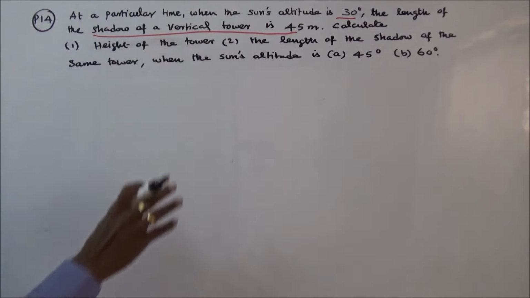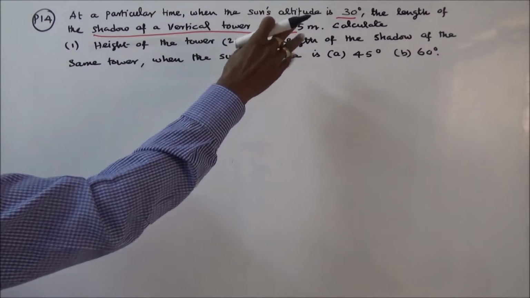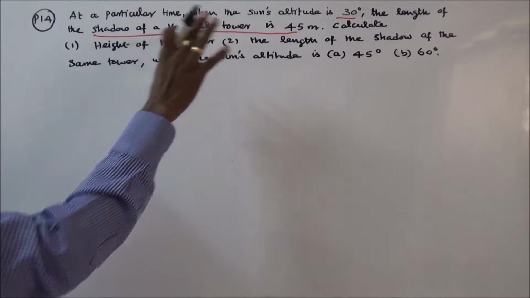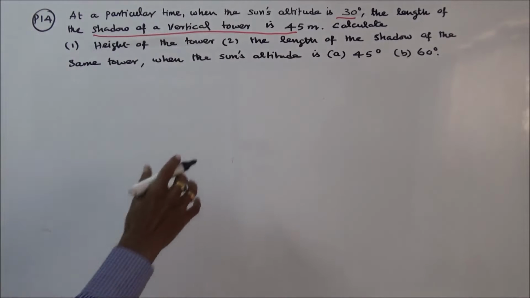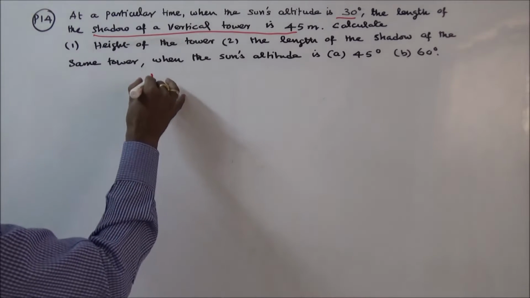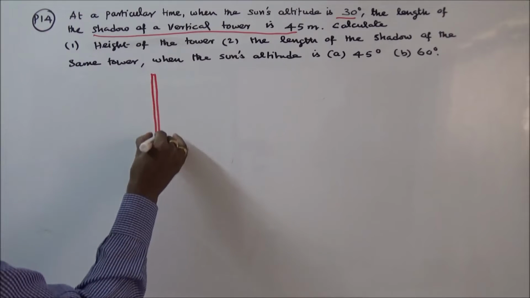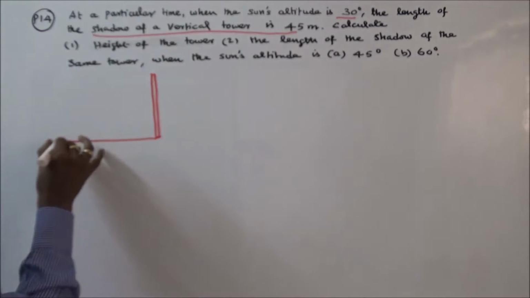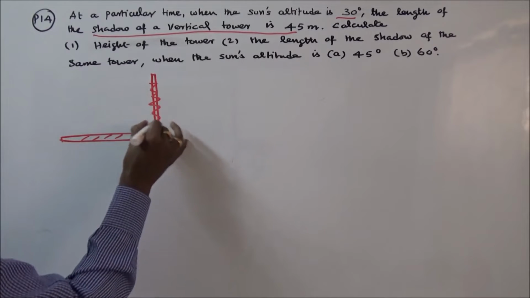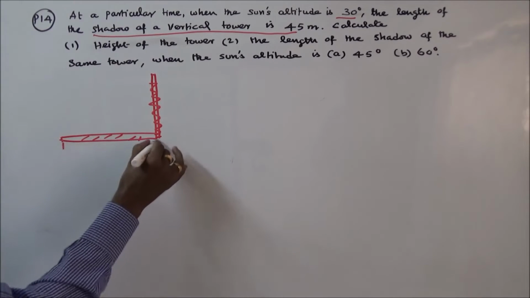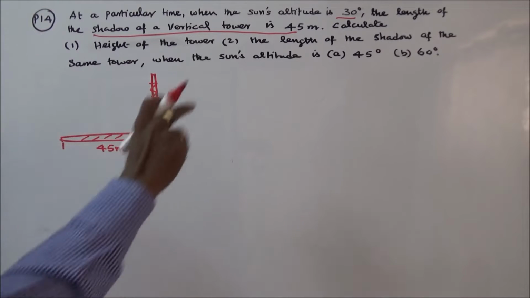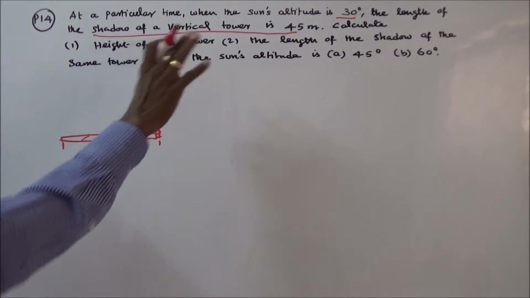At a particular time, when the sun's altitude is 30 degrees, the length of the shadow of a vertical tower is 45 meters. So this is the vertical tower, and this is its shadow. Its shadow is 45 meters. Calculate the height of the tower.